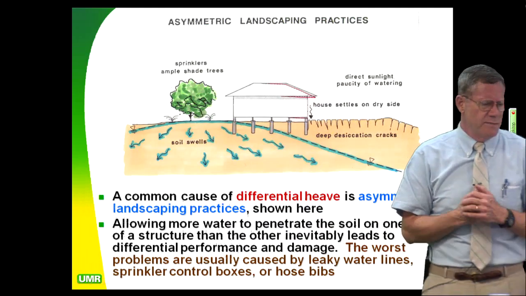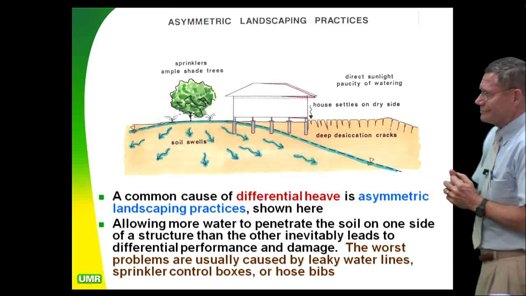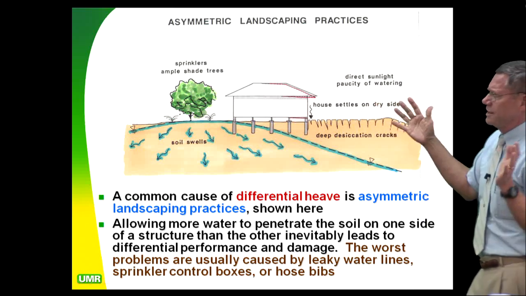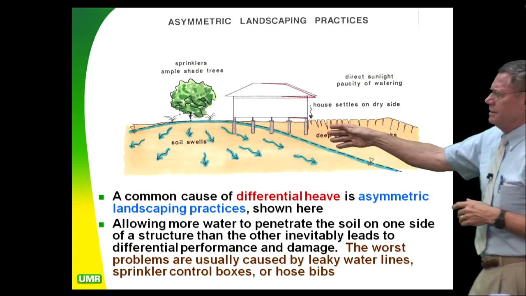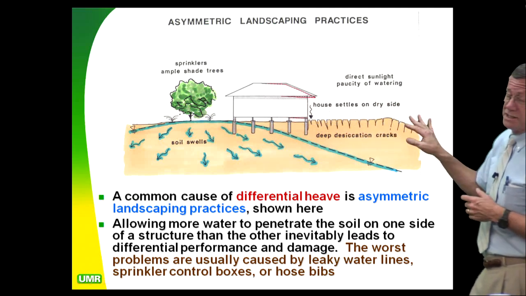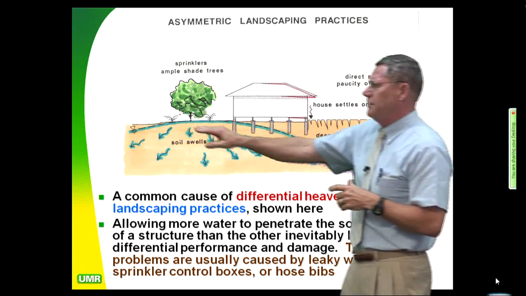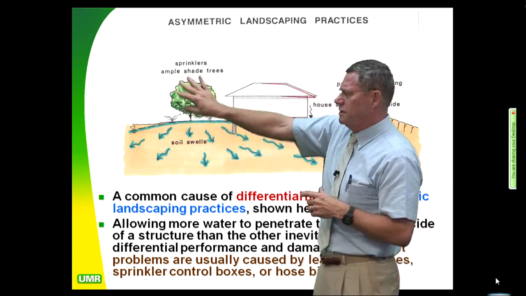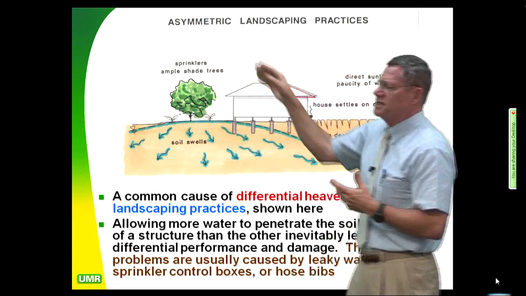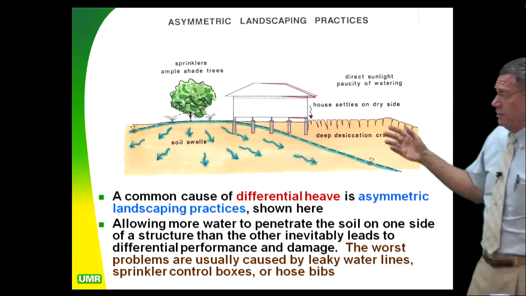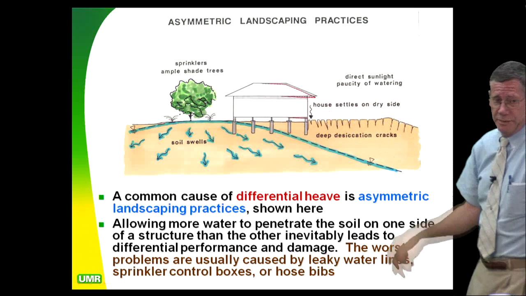All right, asymmetric landscaping practices. What are other things that I saw? This is the classic. They let the backyard go. They get desiccation fracks. The backyard may also be on the sunny side, on the southwest exposure in North America. And then on the other side of the house, they've got shade trees. They've got watering going on. This is asymmetric landscape. That's engineering work for letting the backyard go to hell and letting the front yard look nice. Now, a lot of people do that.